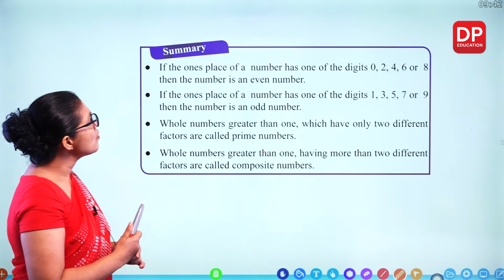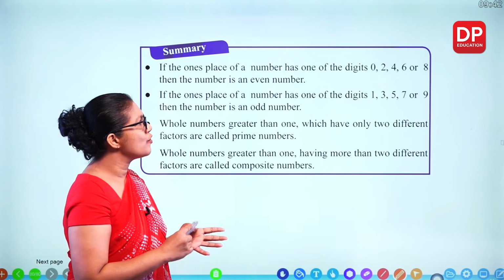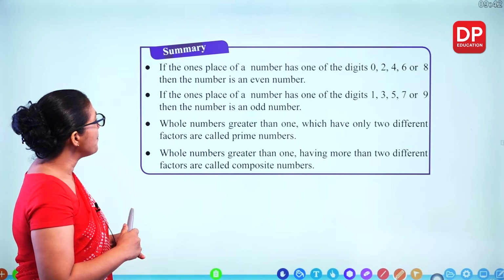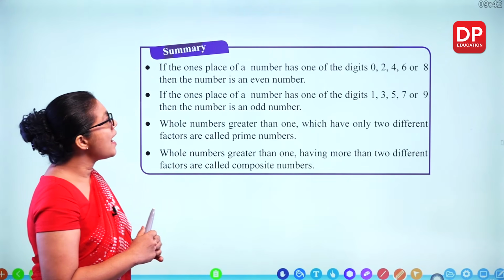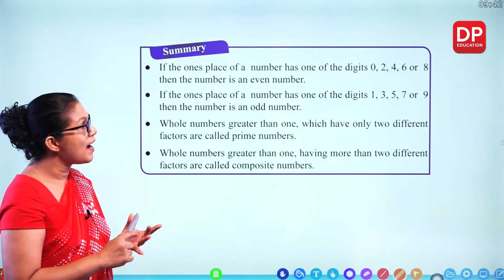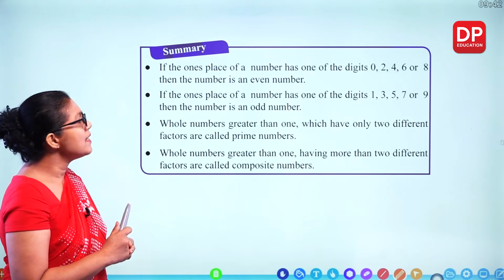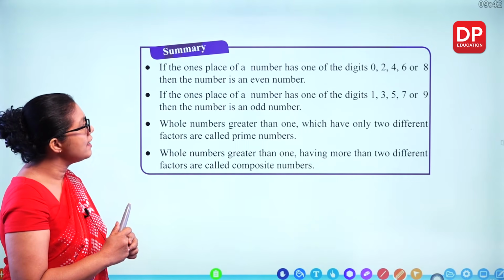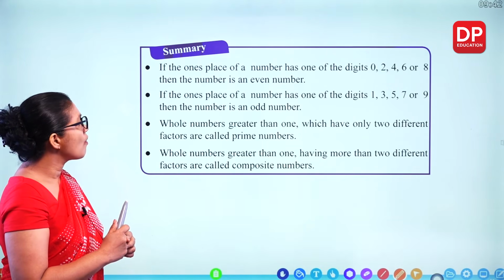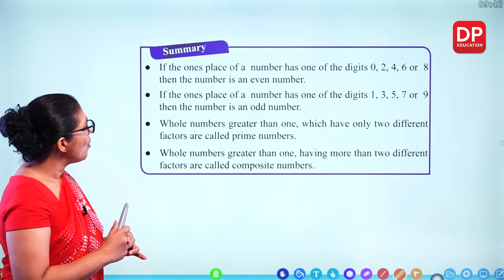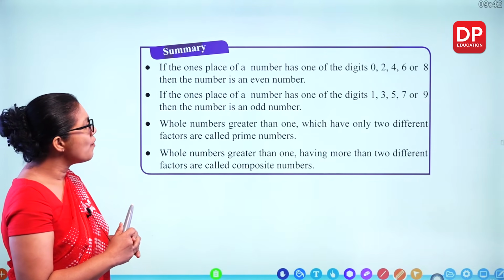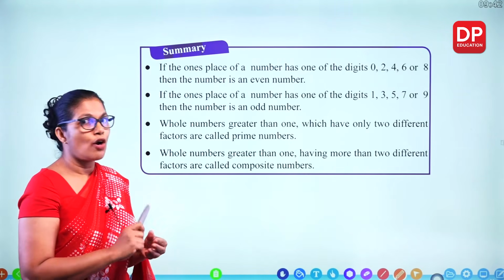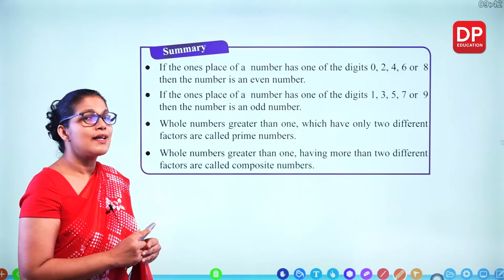If the ones place of a number has one of the digits 0, 2, 4, 6, 8, that is an even number. If the ones place of a number has one of the digits 1, 3, 5, 7, 9, then the number is an odd number. Whole numbers greater than 1 which have only two different factors are called prime numbers. Whole numbers greater than 1 having more than two different factors are called composite numbers. So 1 is neither a prime number nor a composite number.